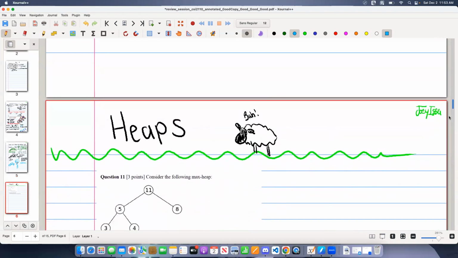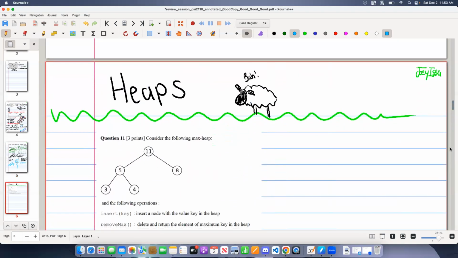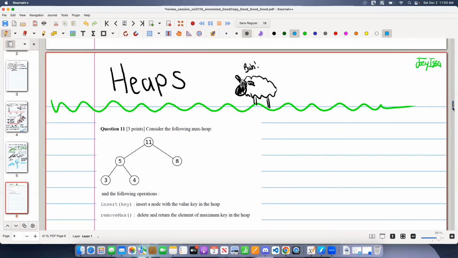Okay, now we're going to cover heaps. I wrote a sheep here because I'm a sheep's. Get it? She heaps. Yeah. Bad joke. It's okay.